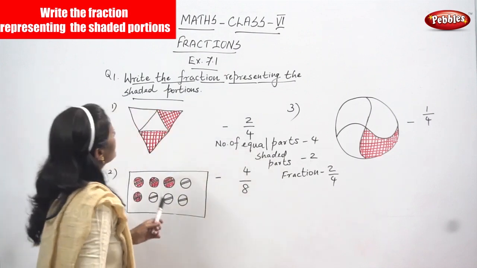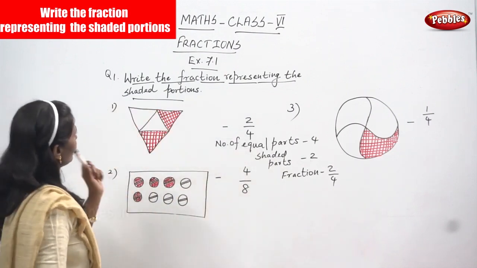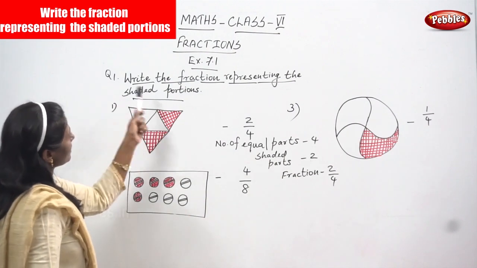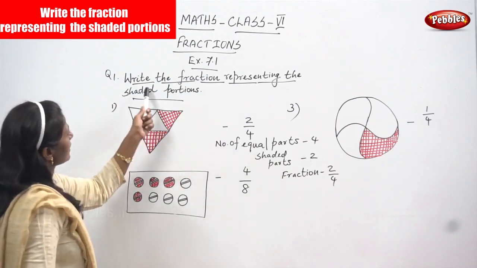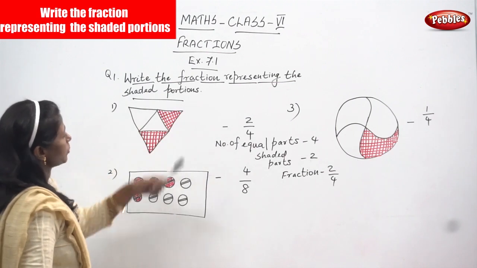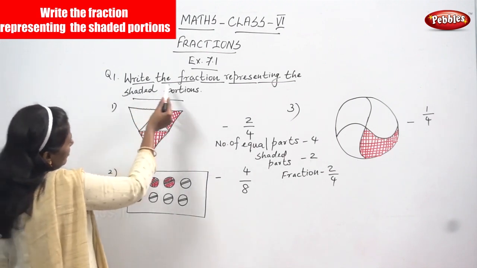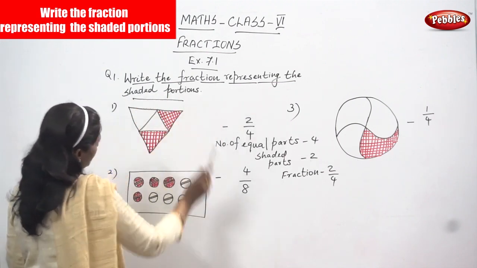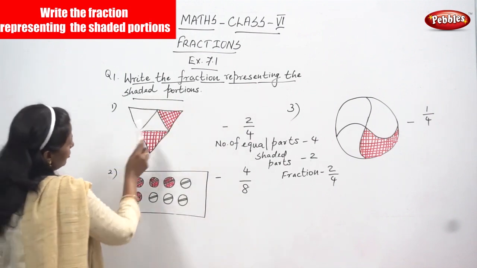Now we are going to see exercise 7.1 in fraction. Question number 1: write the fraction representing the shaded portion. I'll repeat once again: write the fraction representing the shaded portion. The diagram I've drawn, the first one, is triangles.